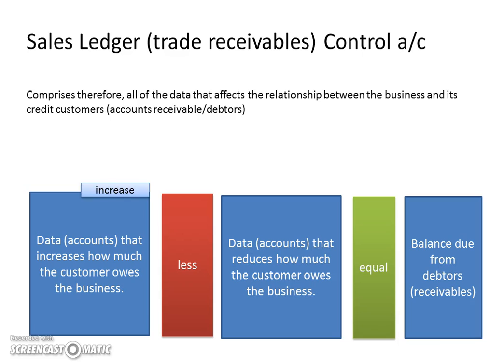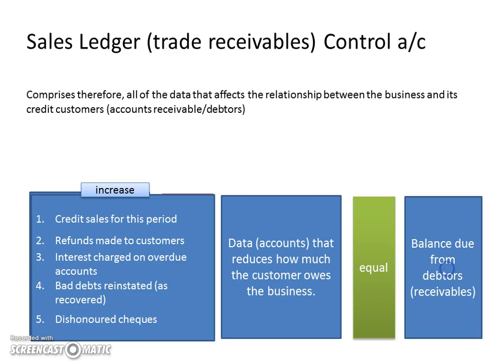Good. So let's look at what can increase the sales ledger balance. Okay, we've got credit sales, that will increase it. Refunds made to the customers, because what would happen is that a customer has paid for the goods but then returned a couple of them because something went wrong with them. So you've got to refund them. Then you have interest charged on overdue accounts. In this case, the customers were supposed to pay you, say, last month, but they haven't paid, so you have put on some interest on that debt.